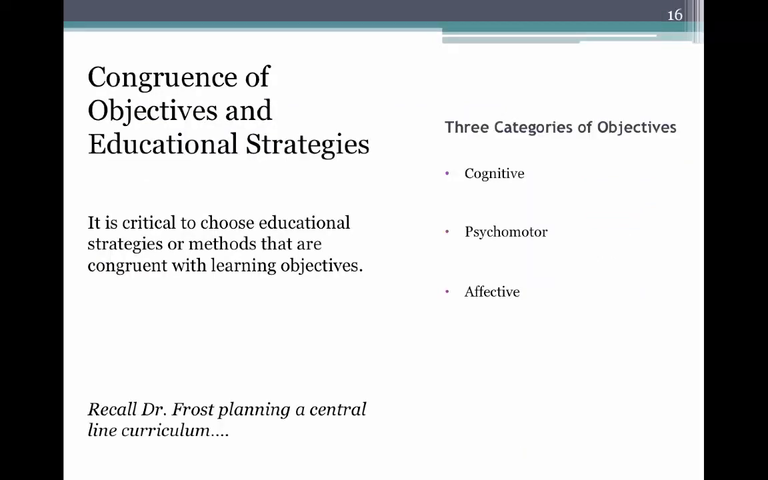Think of a peanut butter and tuna fish sandwich, 2 fine sandwich ingredients, but 2 that do not complement each other at all. Congruence is important not only in sandwiches, but when picking educational methods. In addition to keeping educational theories and learning styles in mind, when selecting educational methods, you must also maintain congruence between your objectives and methods. For example, for Dr. Frost, it would be difficult to teach a central line curriculum by only group discussion and reflection upon experiences. Or, board score improvement would be difficult using small group role play.